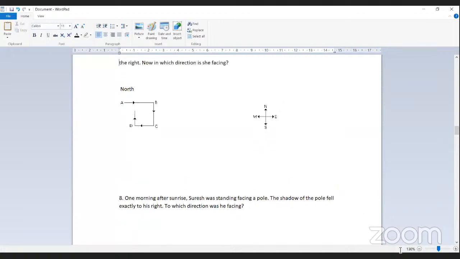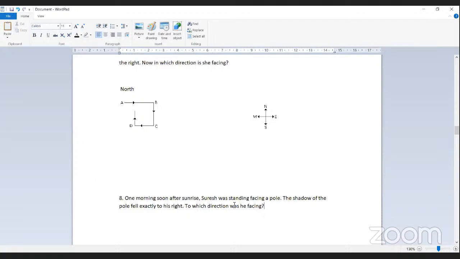One morning after sunrise, Suresh was standing facing a pole. The shadow of the pole fell exactly to his right. Just right. The shadow of the pole fell exactly to his right. So, in which direction was he facing? South. South. Yes, south would be correct. So, yes, south is correct. Yashasvi, Srinidhi, both of you correct.